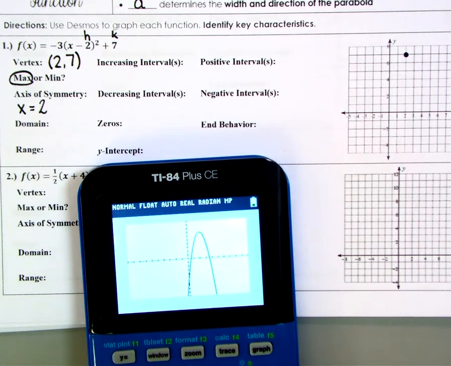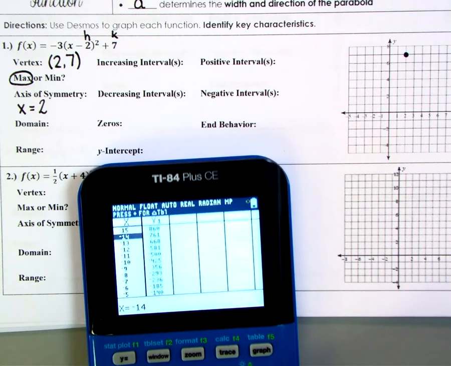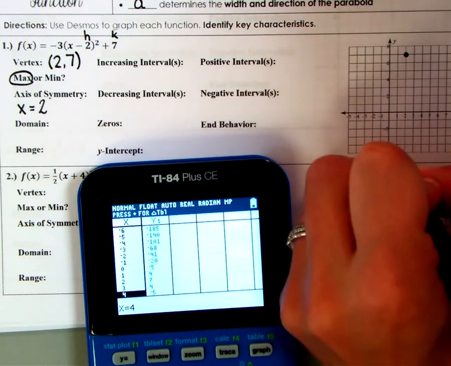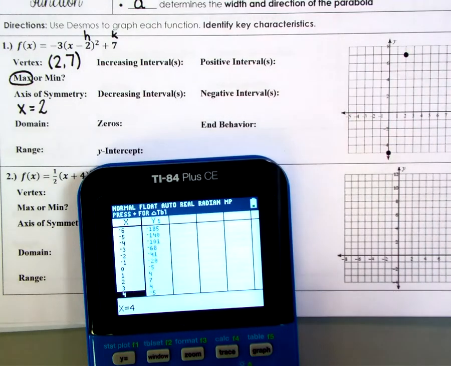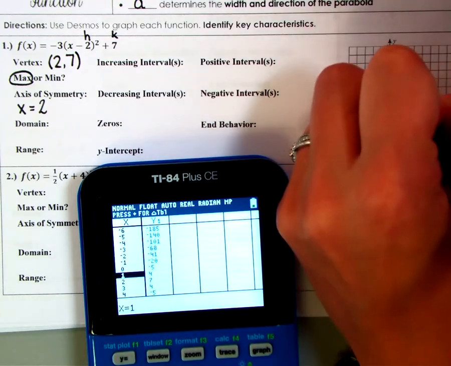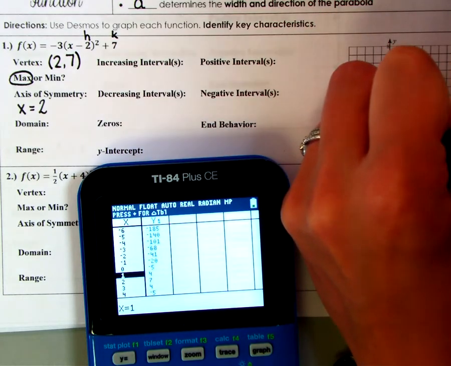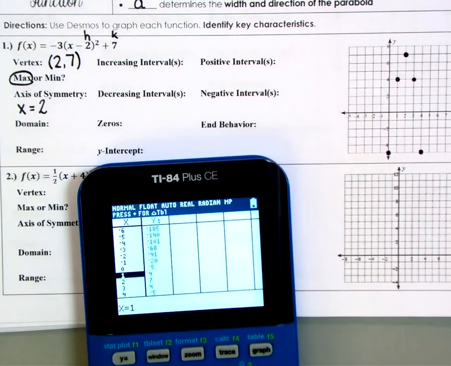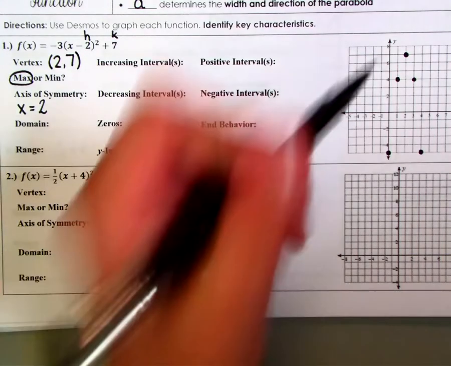My x-intercept, so that kind of helps me. We'll go to my table and pick a couple more points. And on Desmos, you would just point and click. So we've got a y-intercept at 0, -5. And we have a couple of points, 1, 4, and 3, 4. And then 4, -5. So we've got a nice little shape for our parabola. So we can go ahead and sketch that in.